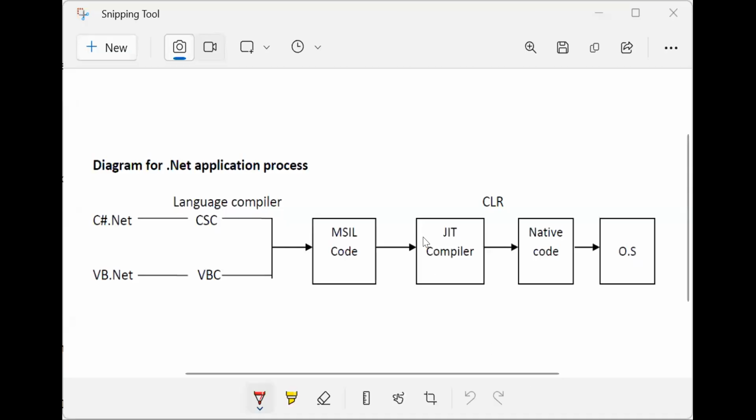I'm actually doing some work that could help you understand in an easier way. Yeah. Please see this diagram. Okay.